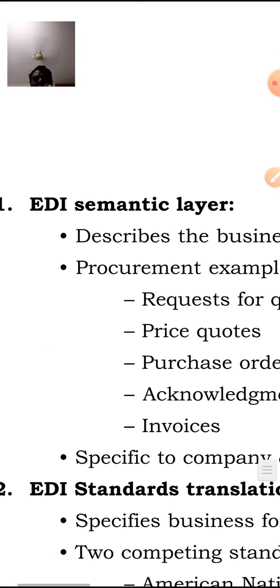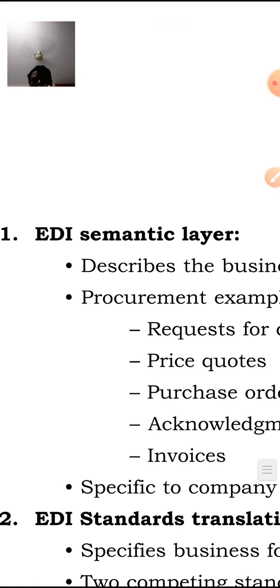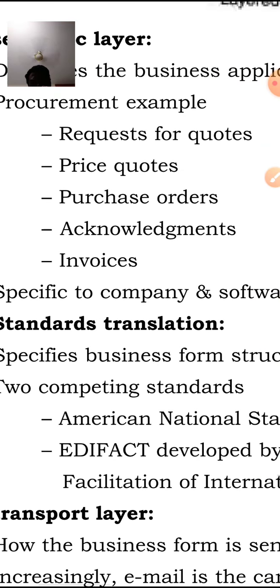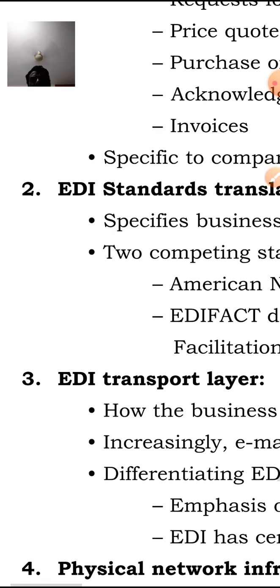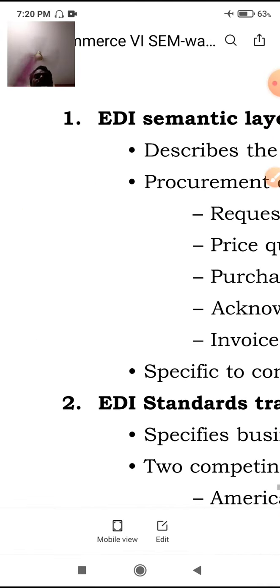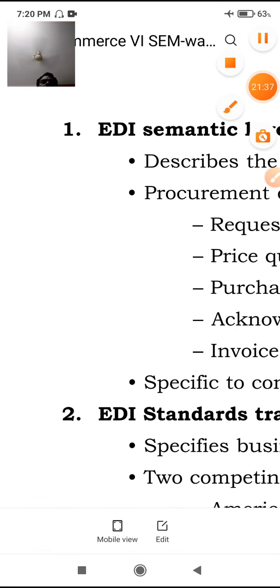Number 1 is the EDI semantic applications, then EDI standard translations, the EDI transport layer, and the physical network infrastructure layer. These are the 4 layers which are used in the EDI application.